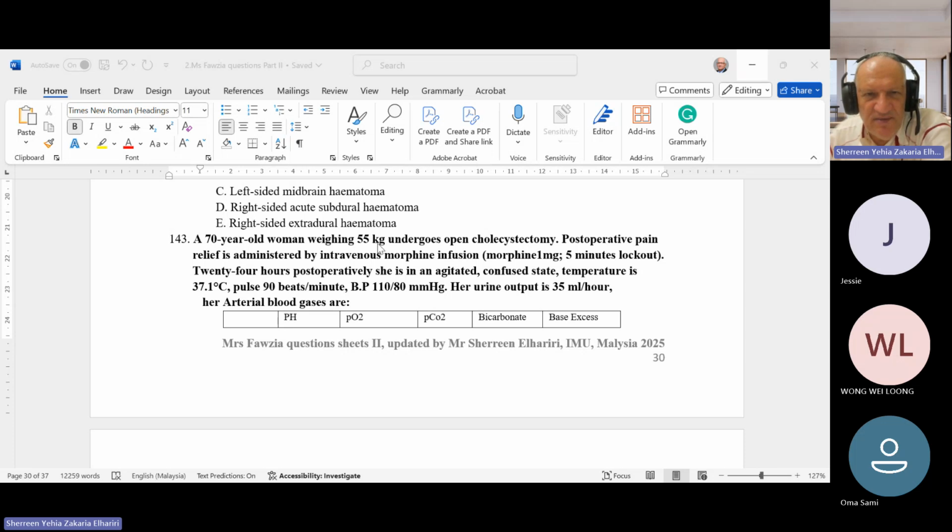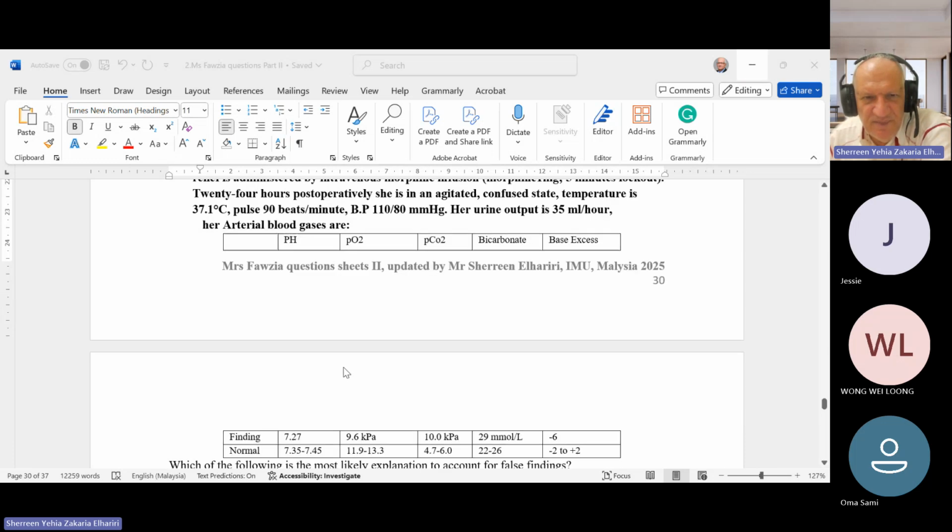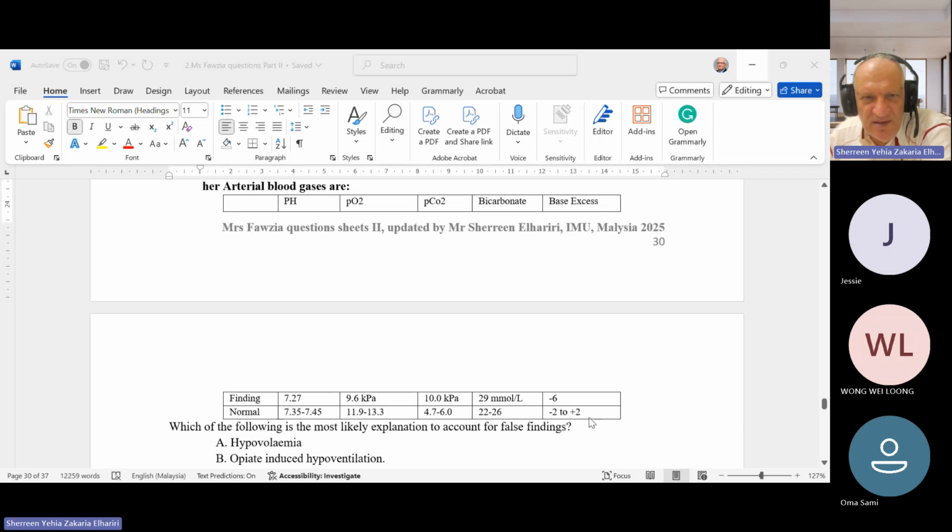A 70 years old woman, weighing 55 kilos, undergoes open cholecystectomy, with post-operative pain relief by administration of intravenous morphine, 1 milligram with a 5-minute lockout. At 24 hours postoperatively she is agitated, confused, temperature 37, pulse 90, blood pressure 110/80, urine output 35, which is decreased. Arterial blood gas as follows. Of course, it is important to know the normal values just to compare. So this shows acidosis, PO2 is within normal, CO2 is high, bicarbonate a little high, base excess minus 6.